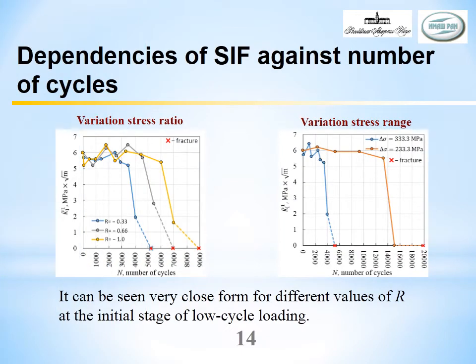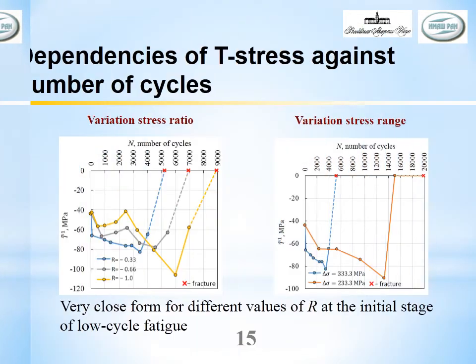Dependencies of stress intensity factor against number of cycles. It can be seen very close form for different values of stress ratio at the initial stage of low cycle fatigue. Dependencies of T-stress against number of cycles. Very close form for different values of stress ratio, again at the initial stage of low cycle fatigue.